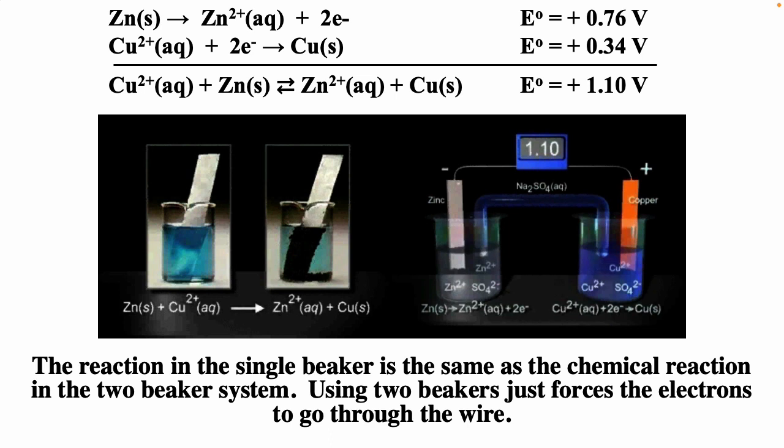The reaction in the left-hand compartment is oxidation of zinc. The electrode at which oxidation occurs is called the anode. The reaction in the right-hand compartment is reduction of copper. The electrode at which reduction occurs is called the cathode. Electrons flow from the anode to the cathode through the external circuit.